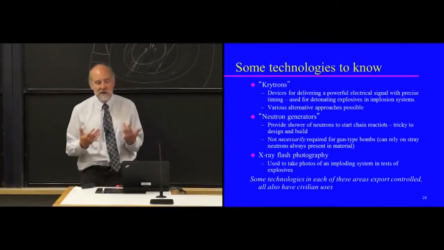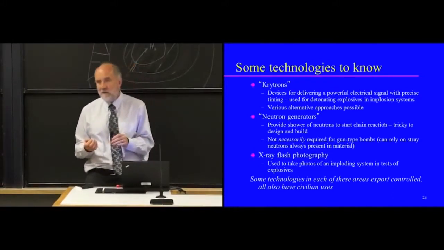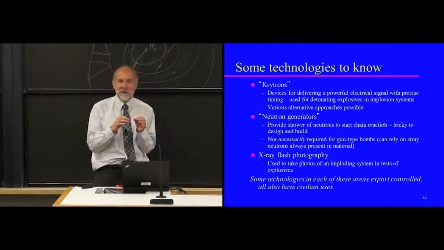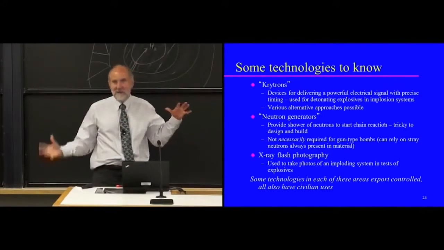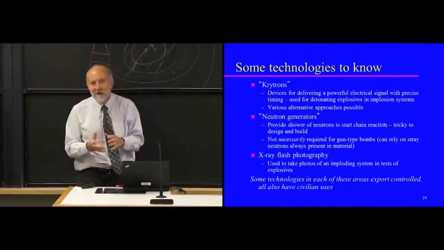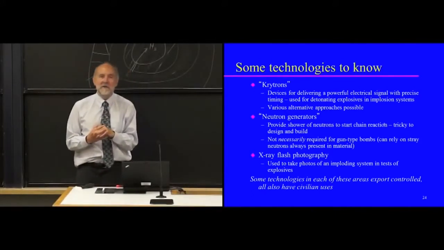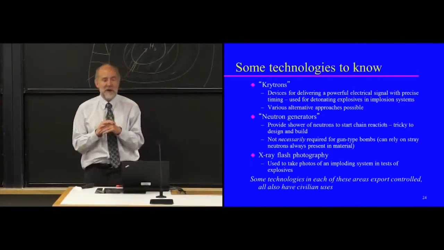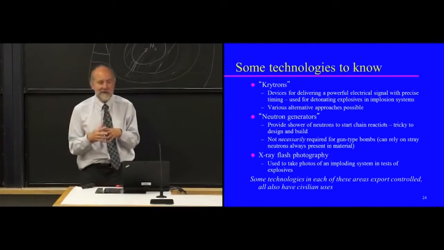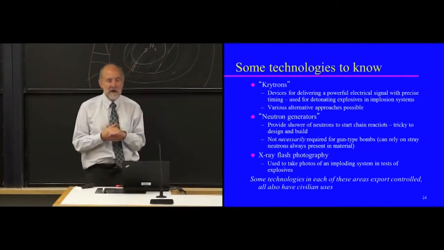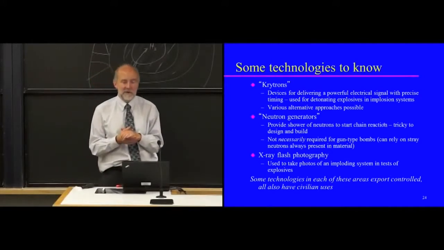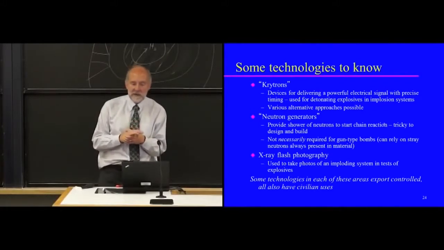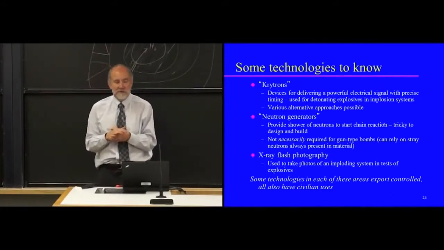There are various alternative approaches that can also be used for detonating the explosives. Neutron generators. This is another one of the hard parts. It's tricky to get. You want a shower of neutrons set off at exactly the right moment, but it's a moment when the conventional explosion is already crushing down the nuclear material. So figuring out how to make something that's going to generate the neutrons you want right at the right moment in the right way and not send off a whole bunch of neutrons ahead of time is a little bit tricky. It's not necessarily required for gun-type bombs because they can rely on stray neutrons that are always around. But it's needed for implosion-type bombs.